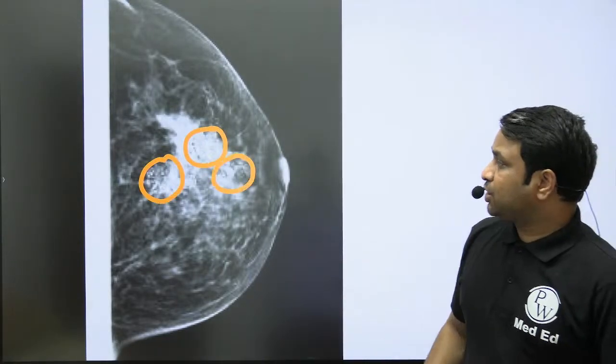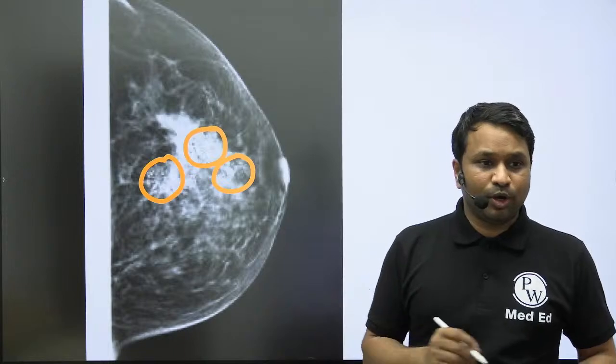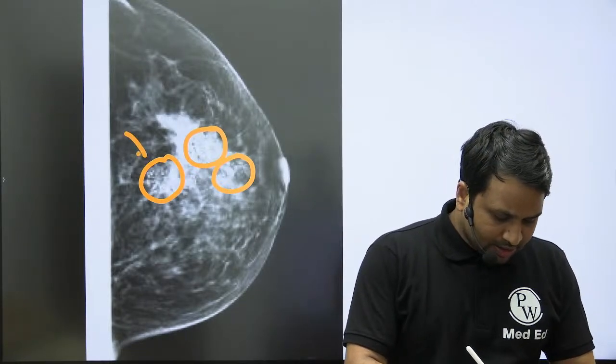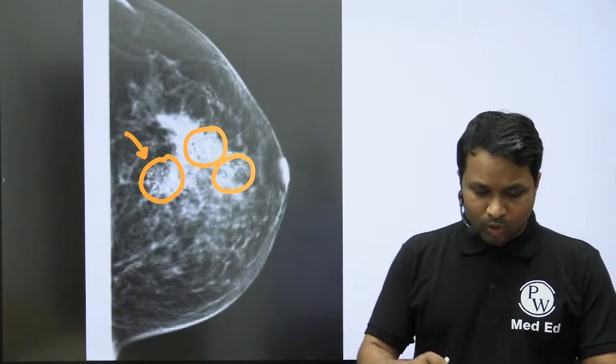So the calcification is there. You can see these calcifications. These are what we call micro calcifications. You can see this circle pretty well. These are what we call micro calcifications, right?